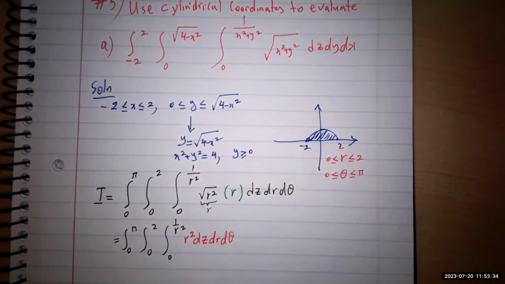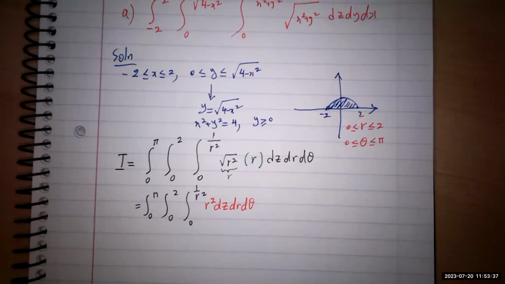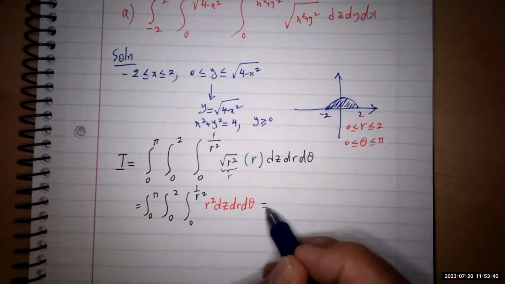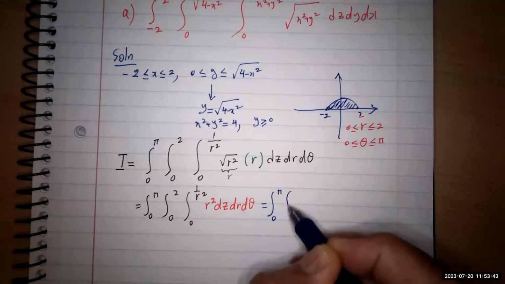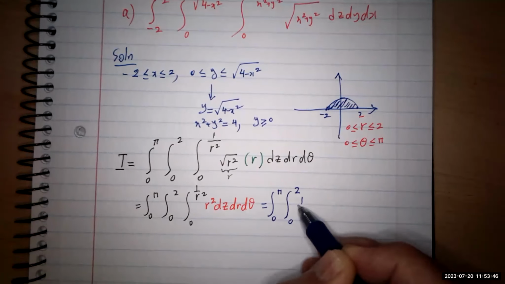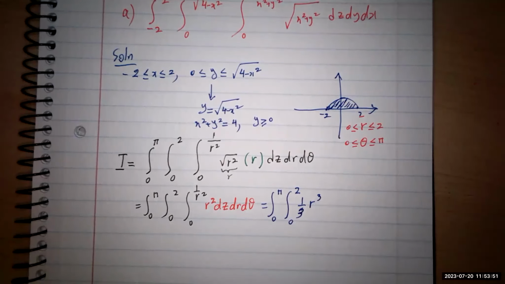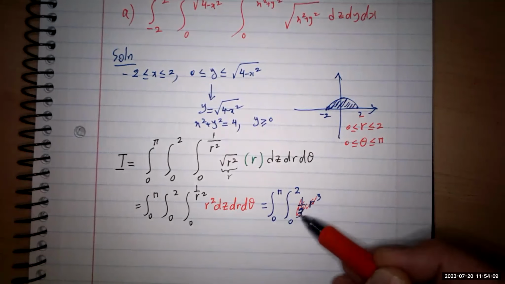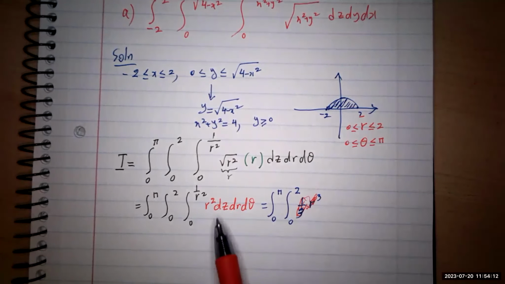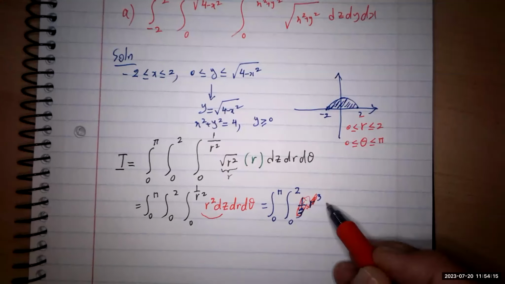Sorry, I made a mistake. I integrate with respect to z, so it would be r squared. I haven't done the first part yet. Sorry about that. Integrate with respect to the z, that gives us r squared z.